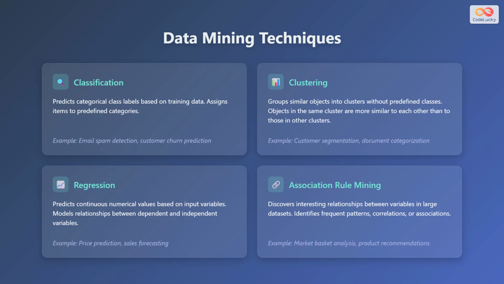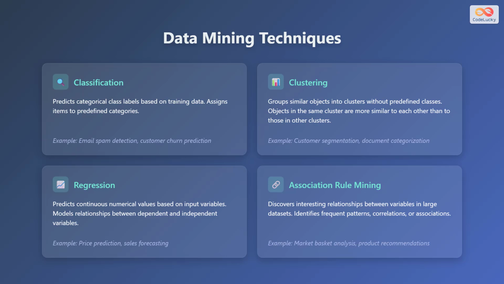Regression is another important technique. It predicts continuous numerical values based on input variables, modeling relationships between dependent and independent variables. For example, price prediction or sales forecasting.